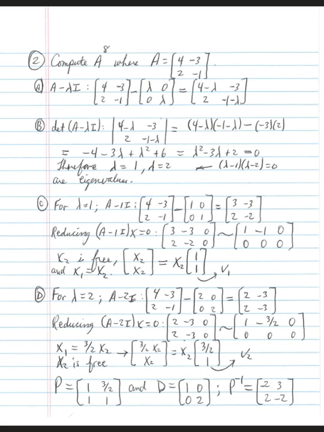A second example would be to compute A to the 8th when A is this 2 by 2 matrix. So first, let's get the eigenvalues. Let's form A minus lambda I. A minus lambda times the identity matrix will just be a main diagonal of lambdas. Subtracting each position carefully, we get this 2 by 2 matrix.